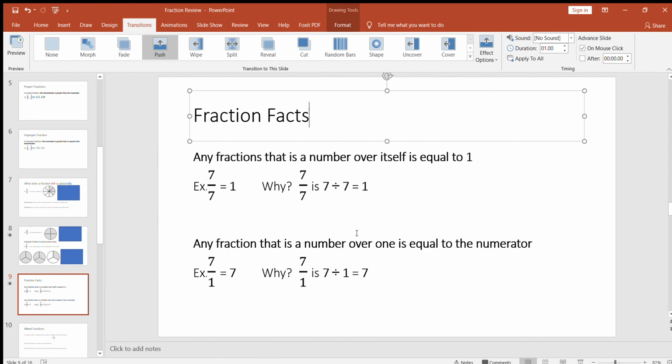Now let's talk about the second fact. Any fraction that is a number over 1 is equal to the numerator. What do I mean by that? Let's talk about it again. 7 over 1, a number 7 over 1, should be equal to the numerator, which was 7. 7 over 1 is equal to 7. Why? You may ask again. 7 over 1 is 7 divided by 1. 7 divided by 1 should give you 7. That's basic division.